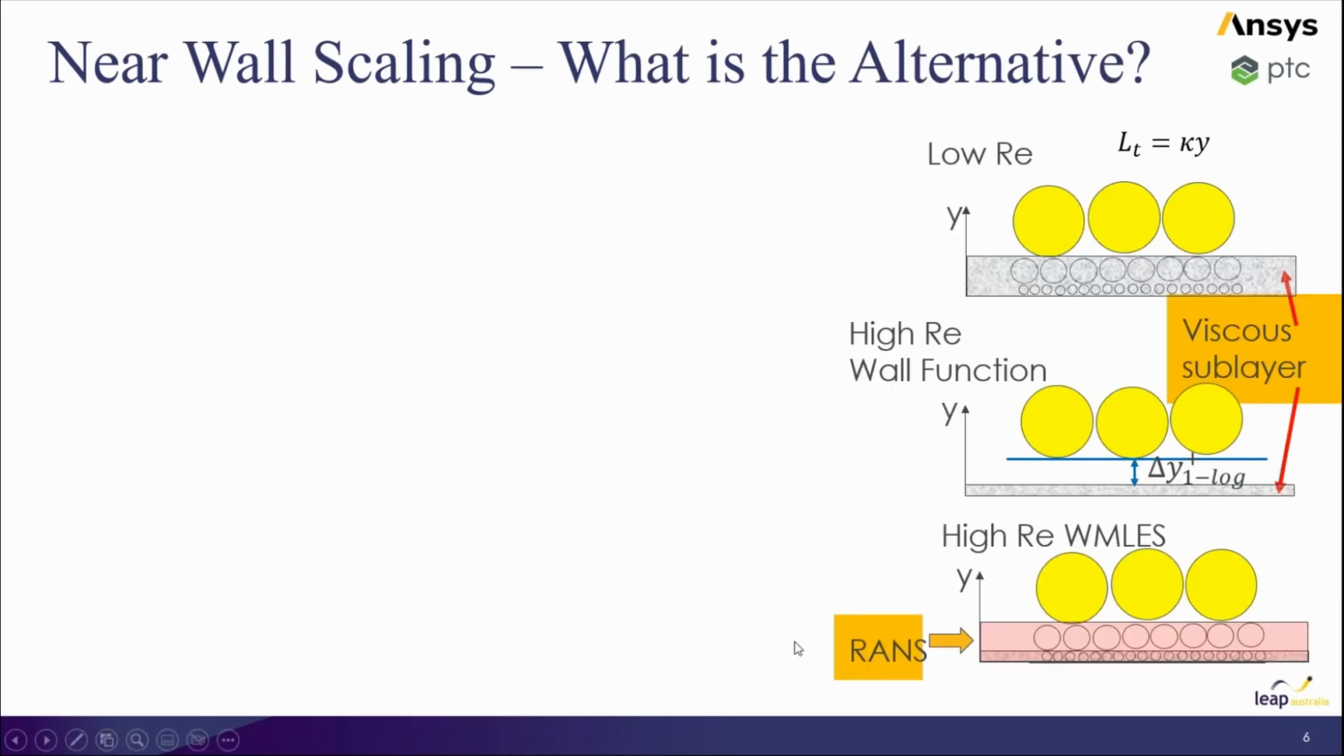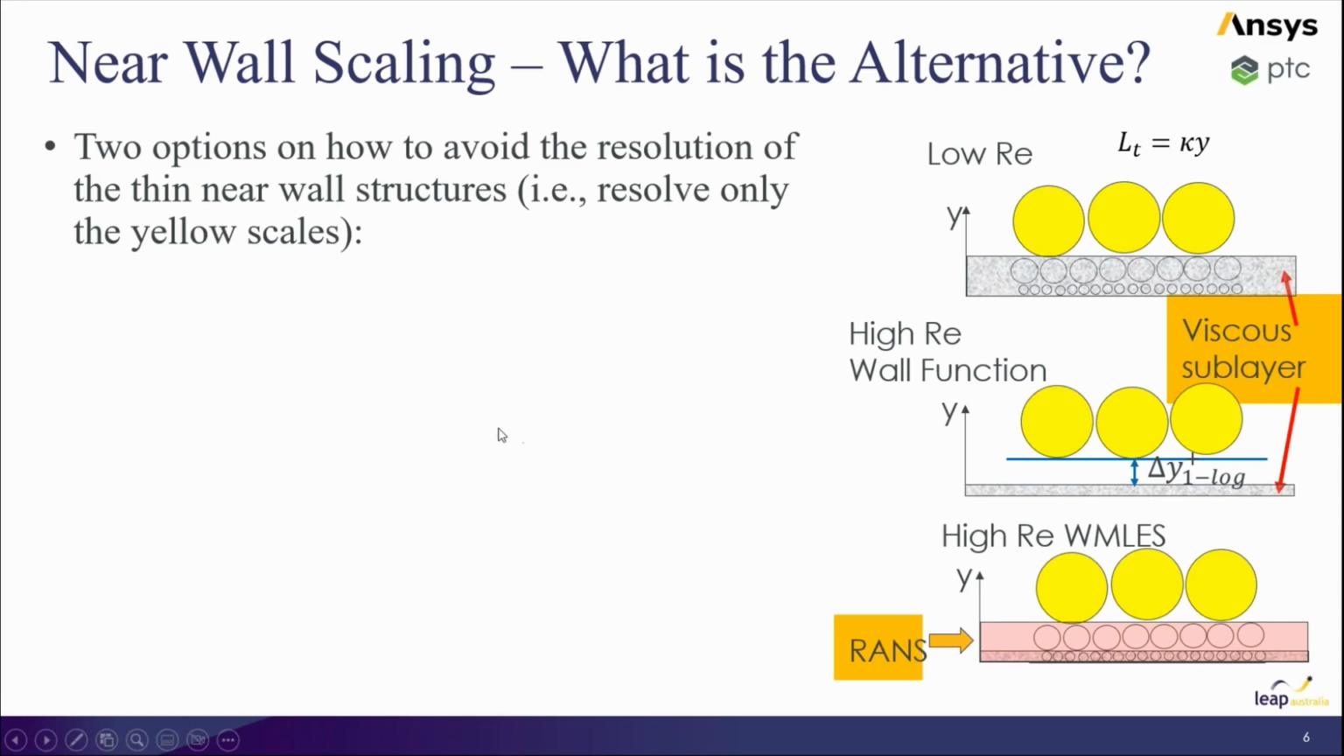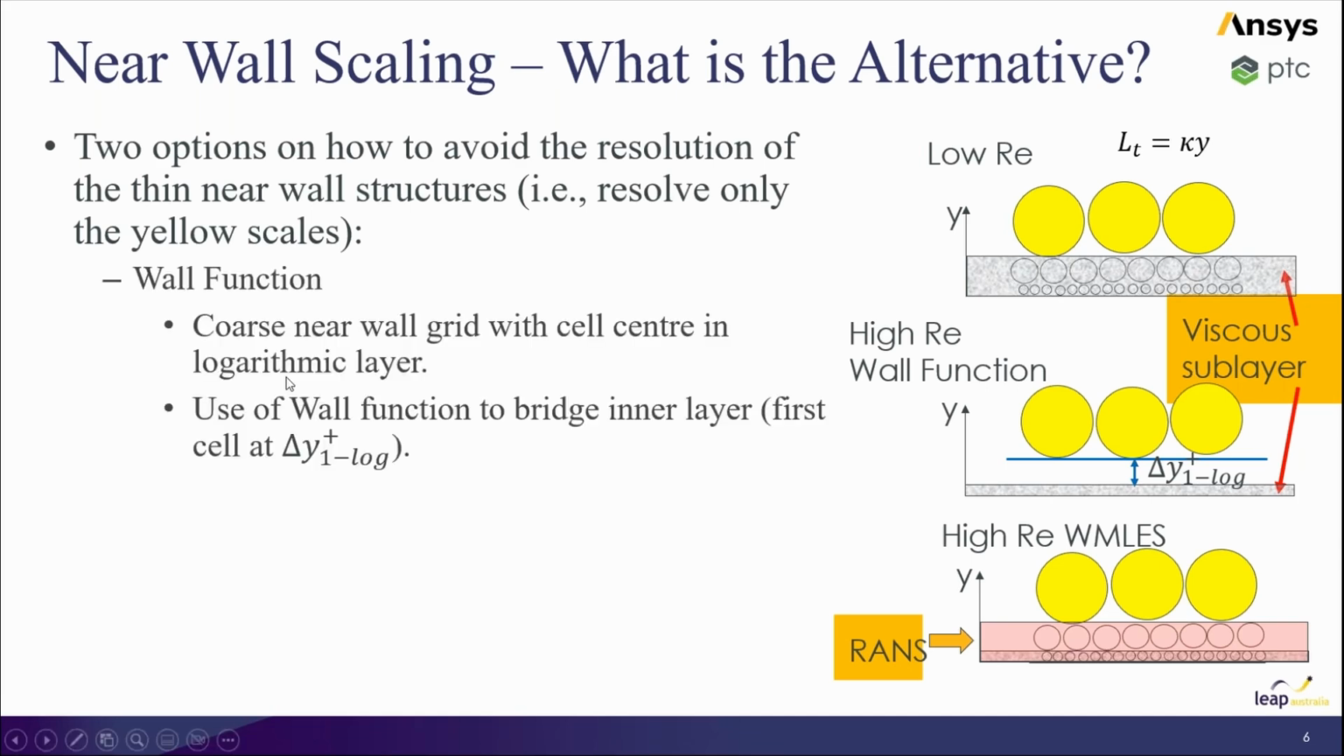So let's have a think now about how we're going to do this. So let's stay with this situation where we've got a certain thickness here. And how could we get around that? Well, we've got a couple of options. We've decided we're only going to resolve the yellow eddies, the yellow scales here, and everything beneath that we're going to get rid of. So then we've got a couple of options. So if we take the log law approach, we have a certain cell size here, and we say that we've got a logarithmic profile at a certain height there.